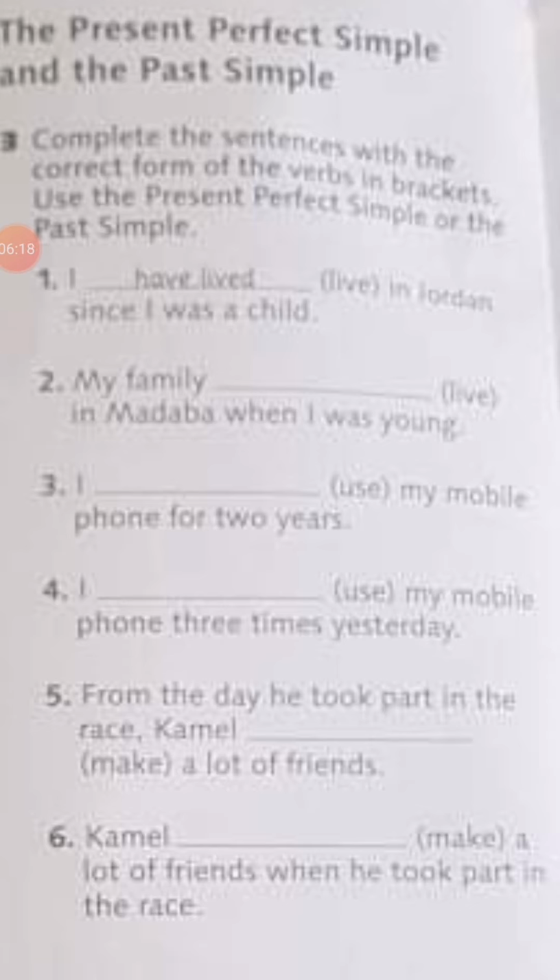Number 2. My family blank lived in Madaba when I was a child. What is the keyword here? You have when. Okay? So you have when. It's a keyword for simple past. So what can you write here?